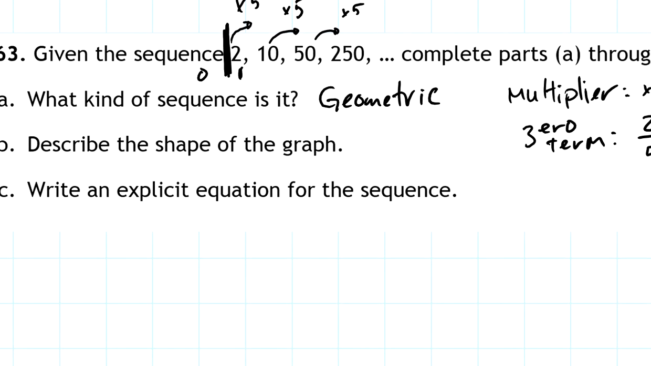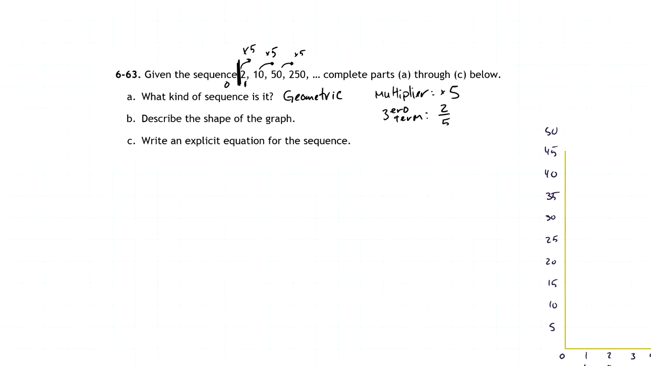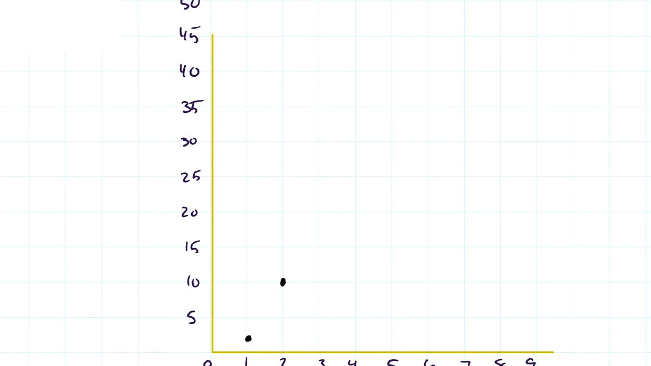The next thing it says is describe the shape of this graph. These numbers get large quickly, but I can definitely graph the first 3 points. I set up a little graph here. So at 1, we were at the number 2. And on the second term, when I take 2 and multiply by 5, I jump to 10. And then when I take the next one, 10 and multiply by 5, I jump all the way to 50. The third term is 10 times 5, which is 50.